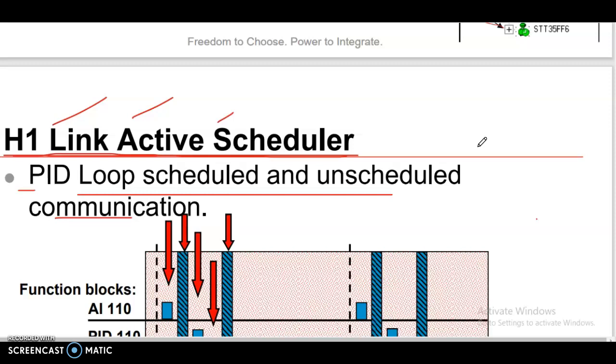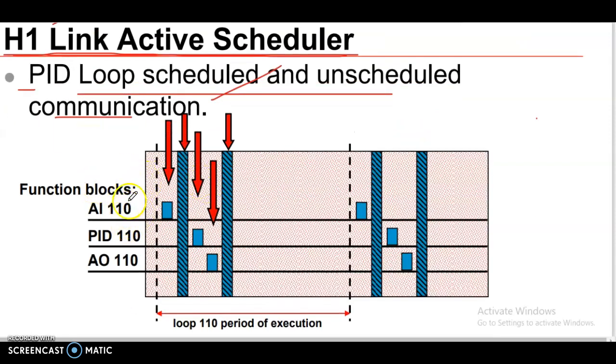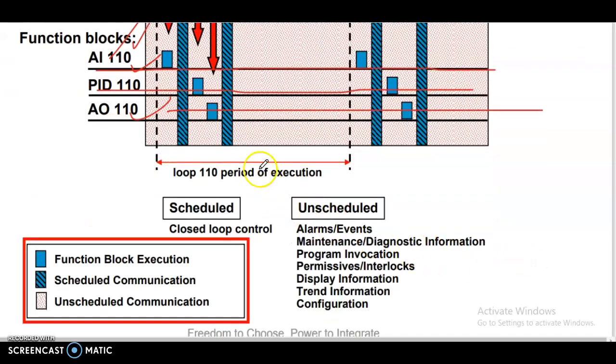Last, link active scheduler PID loop scheduled and unscheduled communication. Function blocks. In these function blocks, from here up to this, analog input 110 PID, up to here 110 PID. Piping and instrumentation diagram. This is analog input, here analog output. From here to here, loop 110 period execution. Scheduled closed loop control.